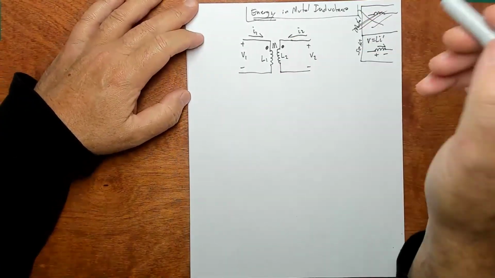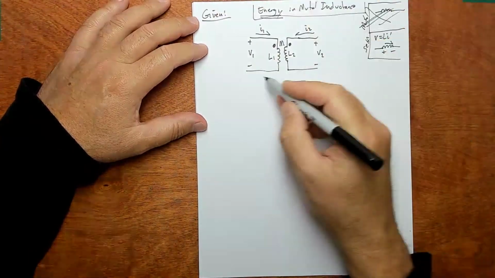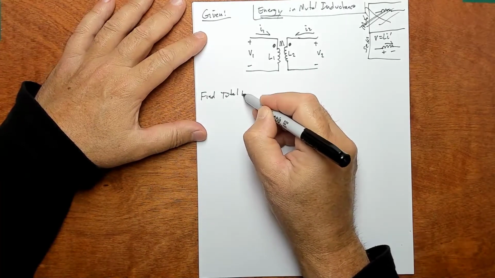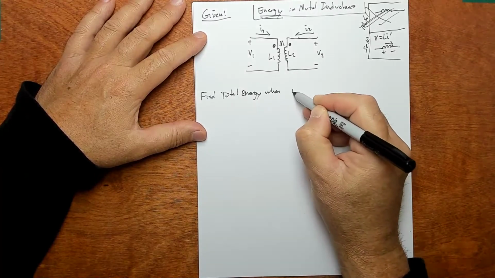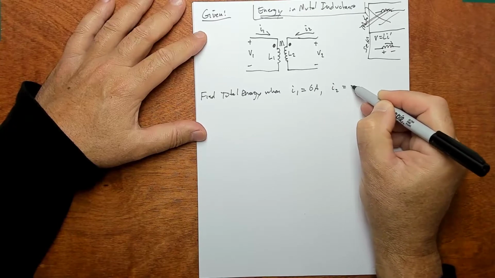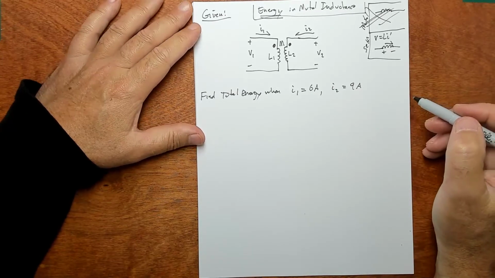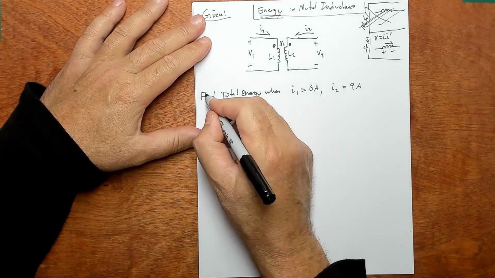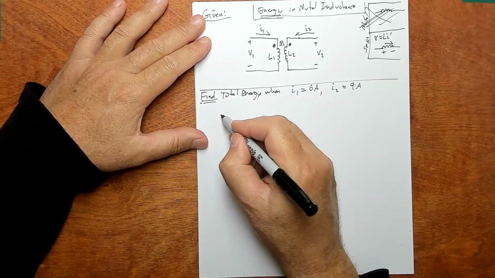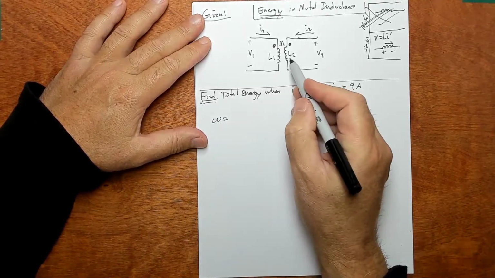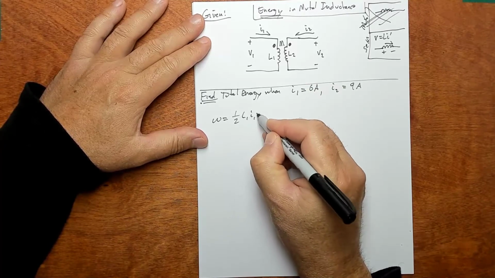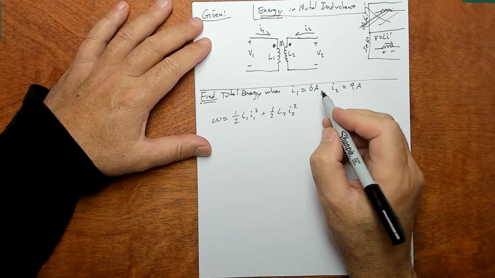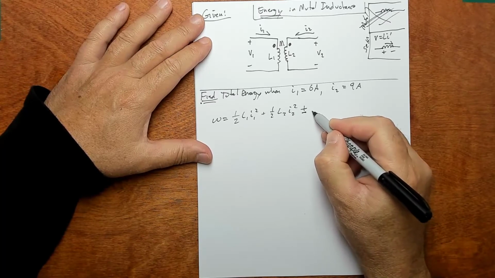We want to find the total energy when I1 is 6 amps and I2 is 9 amps. So what happens when they're both positive? We have a formula for that. The total energy in a coupled system is given by the energy in the first inductor, which is that formula, and then the energy in the second, which is this formula. And then there's a modifier term: plus or minus M, I1, I2.